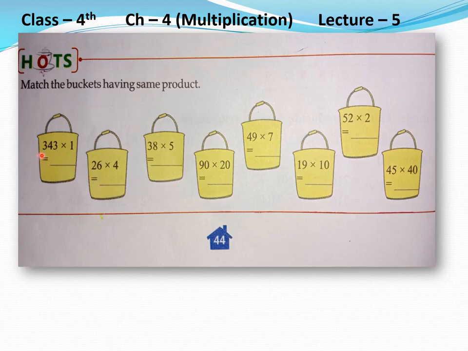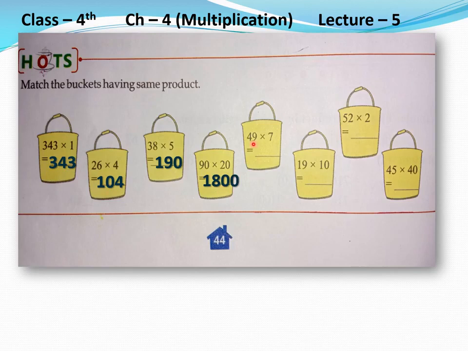Now see, 343 multiply 1, that is equal to that same number, that is 343. So write down 343. Now multiply 26 by 4. After multiplication answer is 104. So write here 104. Now multiply 38 by 5. See, answer is 190. Now multiply 90 by 20. See, 9 twos are 18 and then we will put at the last 2 more zeros. So answer will be 1800.